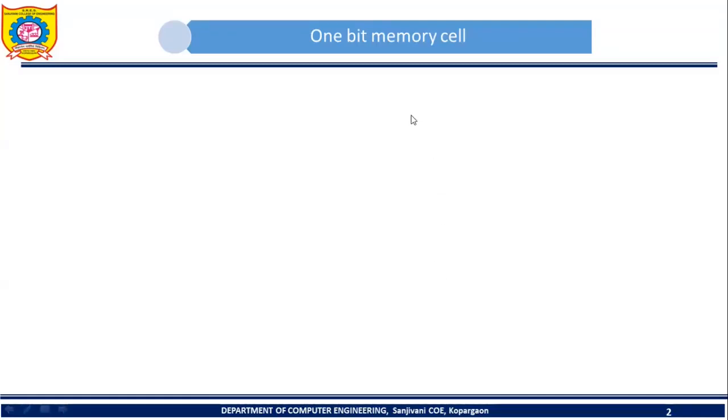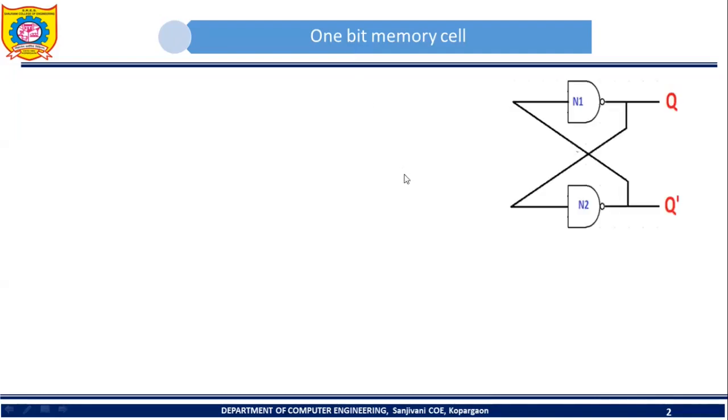Welcome everybody. Now we are going to discuss the 1-bit memory cell. We have already seen the difference between combinational circuit and sequential circuit. What is the difference? In a combinational circuit, no memory element is required, and in a sequential circuit, a memory element is required. So now we are going to discuss the circuit that can act as a 1-bit memory cell.